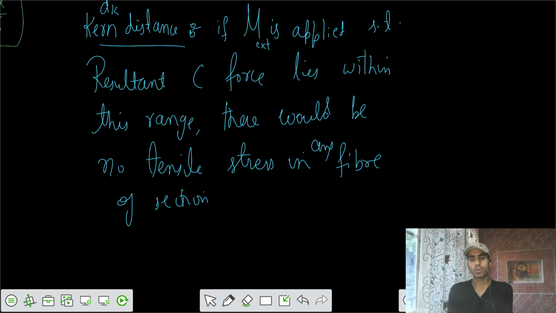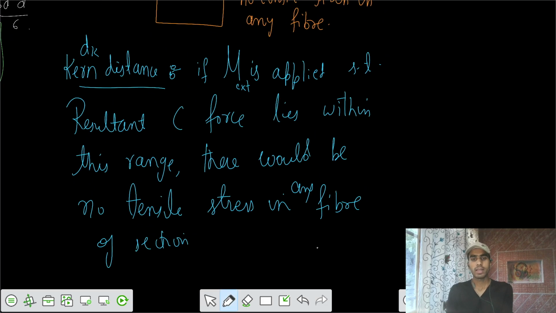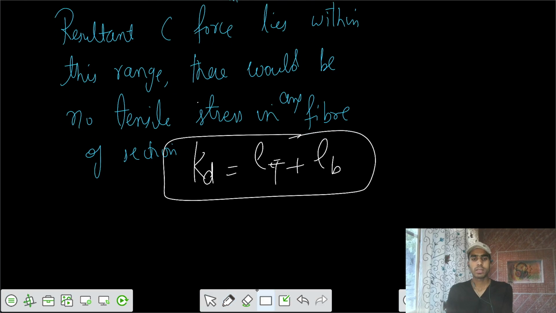So that we call the Kern distance, and that dk would be the sum of E top plus E bottom. So that's your D by 6 plus D by 6.